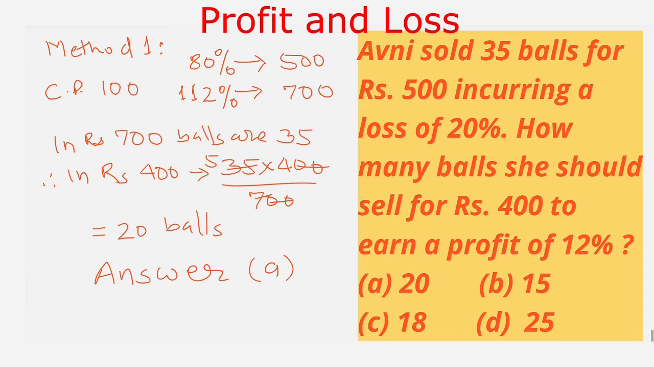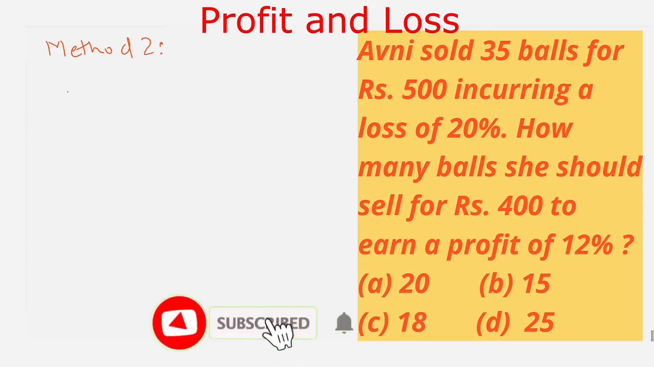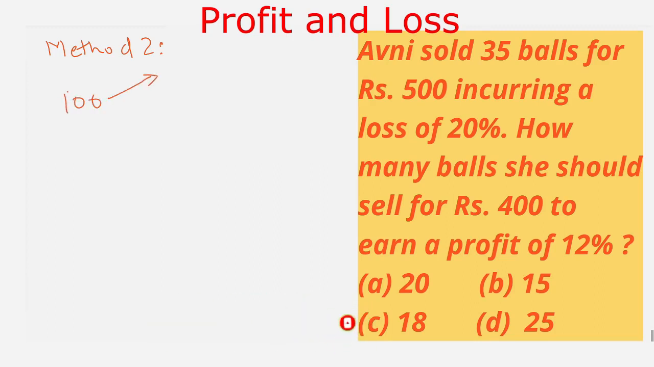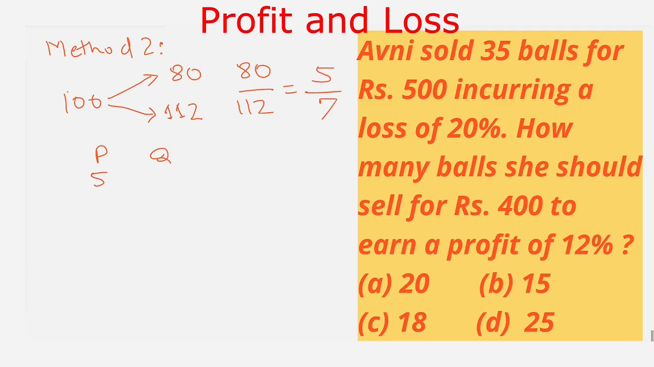We'll solve this question by two more methods. We go to method number 2. Our CP is 100. For 20% loss, the amount becomes 100 minus 20 is 80, and for 12% profit, the amount becomes 100 plus 12 is 112. 80 ratio 112 is equal to 5 ratio 7. The price is in the ratio 5 ratio 7, and we know that price and quantity are inversely proportional. So if price is 5 ratio 7, then quantity becomes 7 ratio 5.